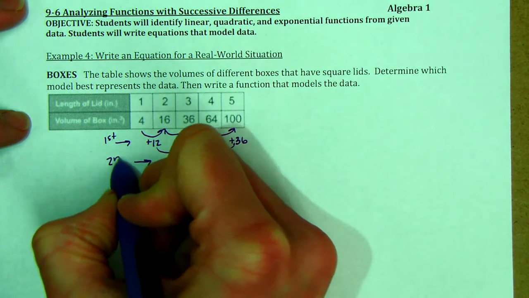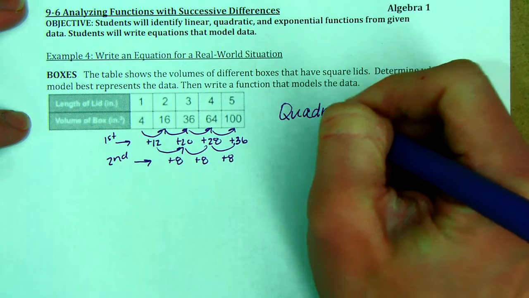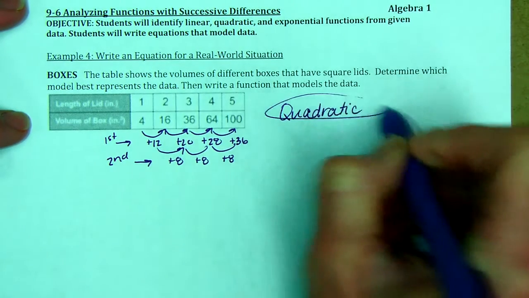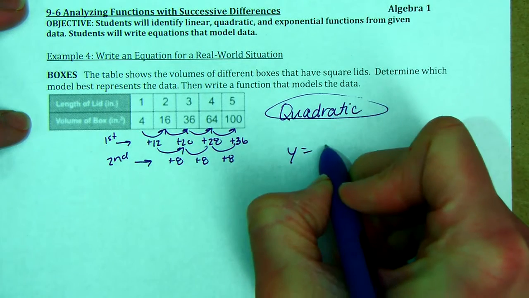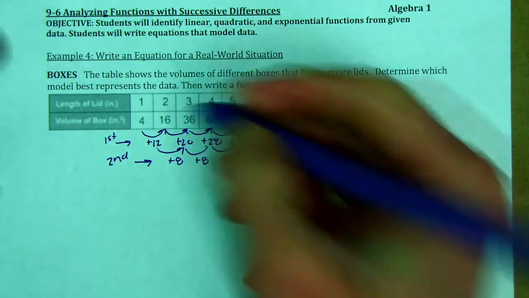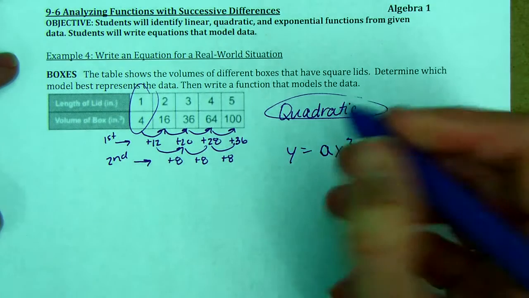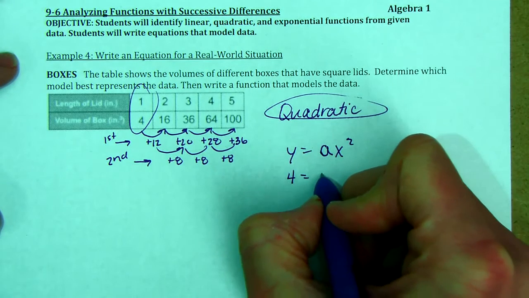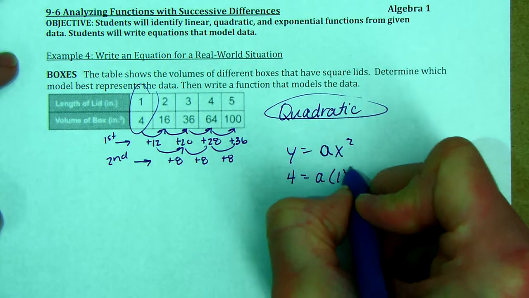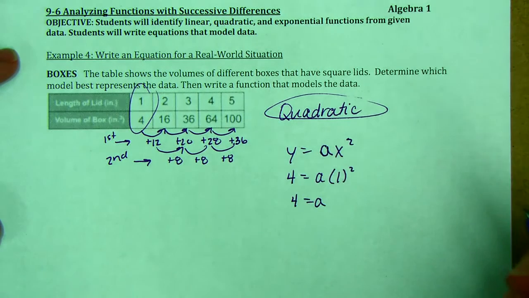So the function we are going to use, y equals a x squared. Pick a point. I'm just going to pick this one right here. Put in 1 for x and 4 for y. 1 squared is still 1. So a is 4, so I've got y equals 4x squared. There you go.